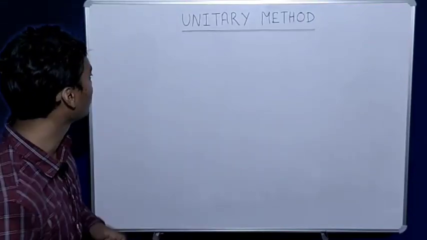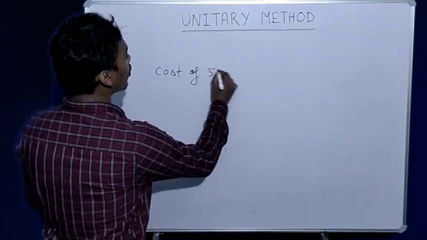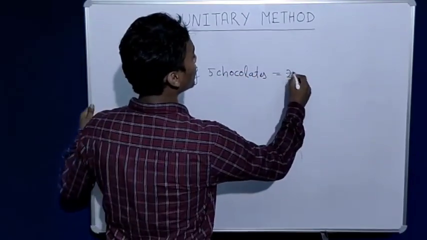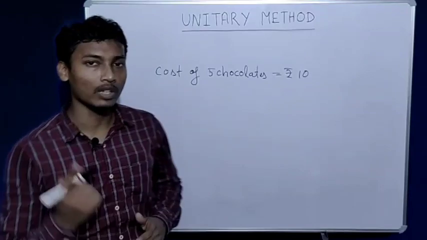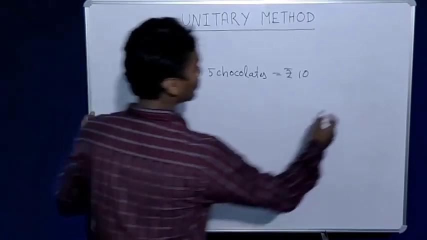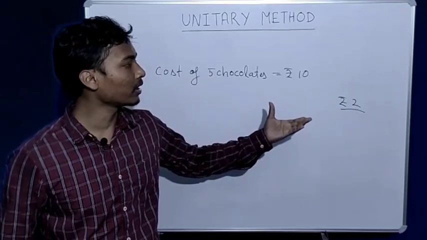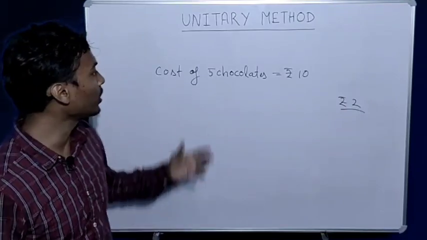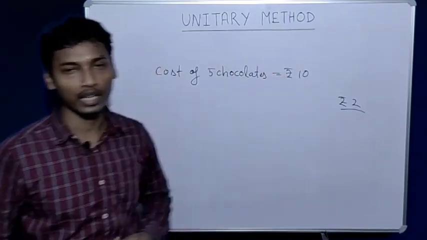Let's take for example, let's say the cost of 5 chocolates is equal to rupees 10. Now if I ask you, what will the cost of one chocolate be? Yes, it will be rupees 2, right? But how did we get the value of one unit, rupees 2, when we only had these two quantities, which is 5 chocolates and rupees 10?